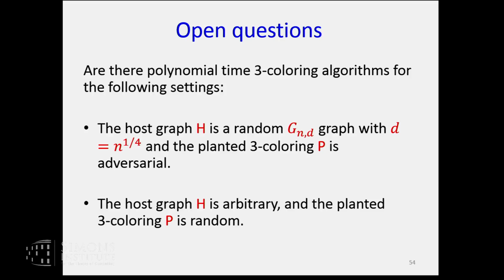As a reminder, what we can do is, if H is not arbitrary but an expander, we can do it. If H is arbitrary but of large enough degree, think of linear degree or maybe n over log n, we can also do it. But in general, it seems unlikely that we can do it, but we don't know how to prove that it's hard. I'll end here.